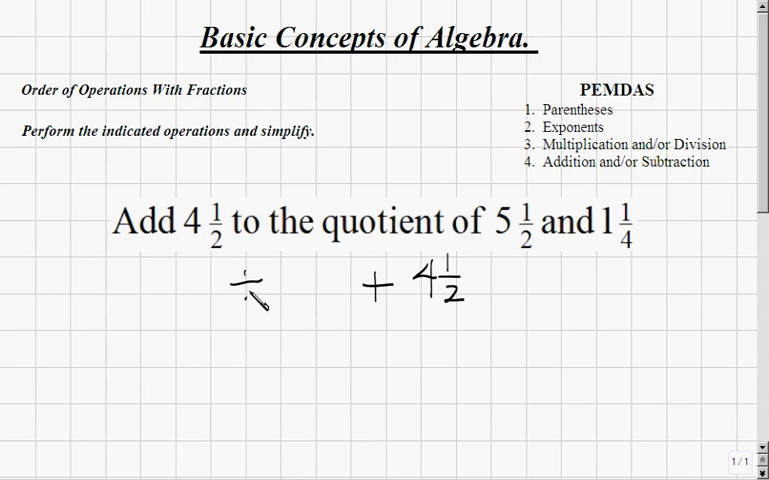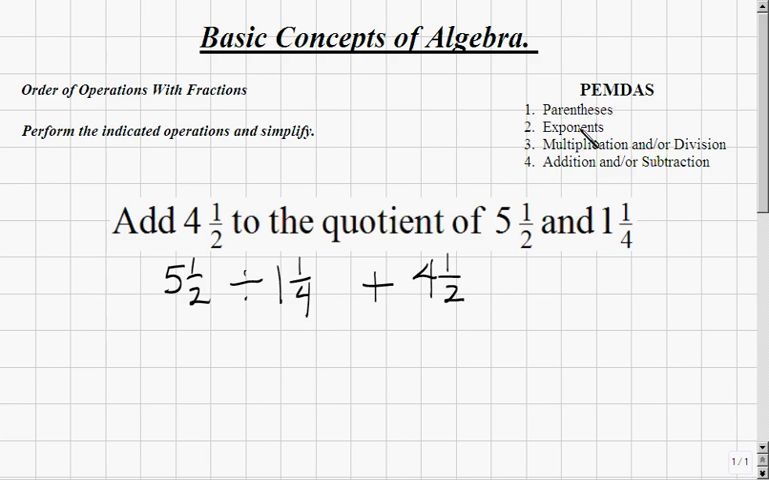So we need two fractions that we're going to divide, and certainly enough we have the mixed numbers 5½ divided by 1 1/4. So the phrase add 4½ to the quotient of 5½ and 1 1/4 interprets to 5½ divided by 1 1/4 plus 4½. Let's use order of operations now to simplify this result.